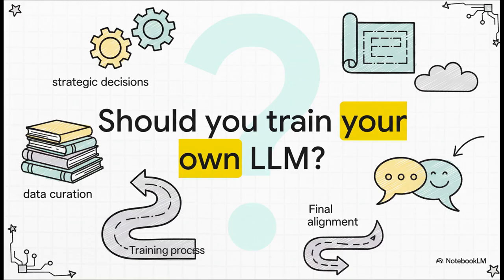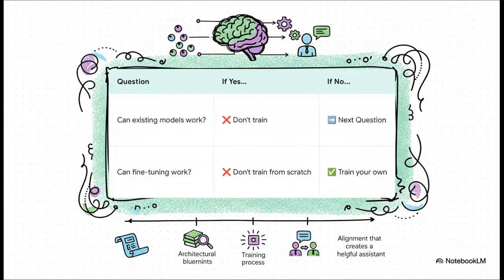Should you even be training this model in the first place? This isn't just about whether it's technically possible. It's about making the absolute smartest use of your time, your money, and your resources. And honestly, as this decision tree shows, for a whole lot of people, the answer is a simple no.